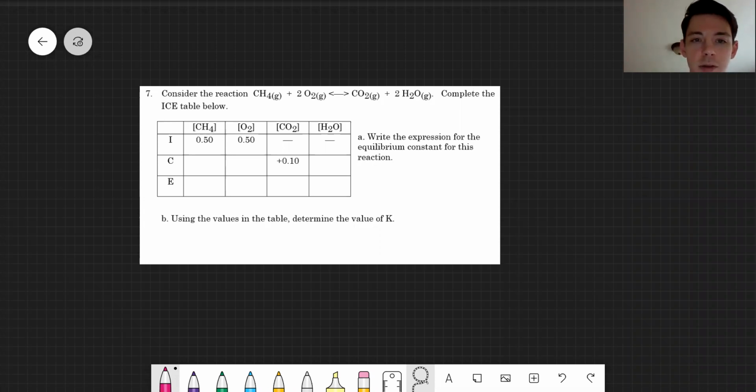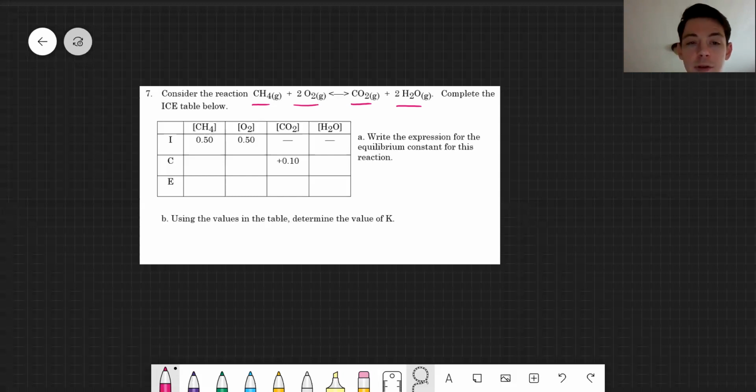We're told that CH4 and O2 react in a 1:2 ratio to form CO2 and H2O, which are also formed in a 1:2 ratio. The initial values for each are all given on the table. We have no product to start. Okay, so let's start filling in this change row.